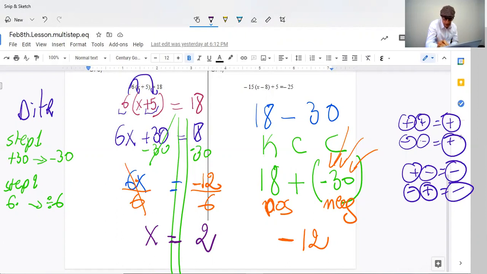And a negative, this is a positive, okay? A negative divided by positive is a negative. Division and multiplication are the same. So when the signs are different, it's always negative, okay? So the answer is negative 2.